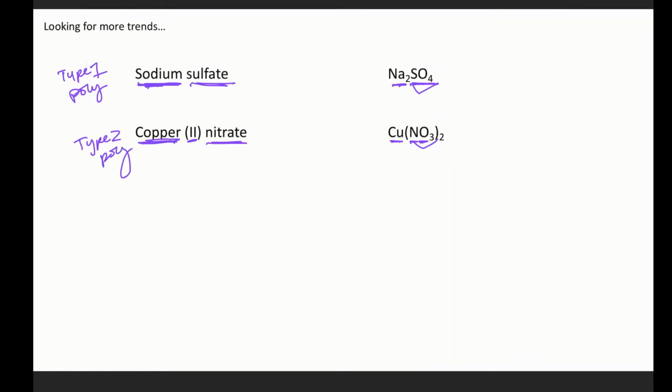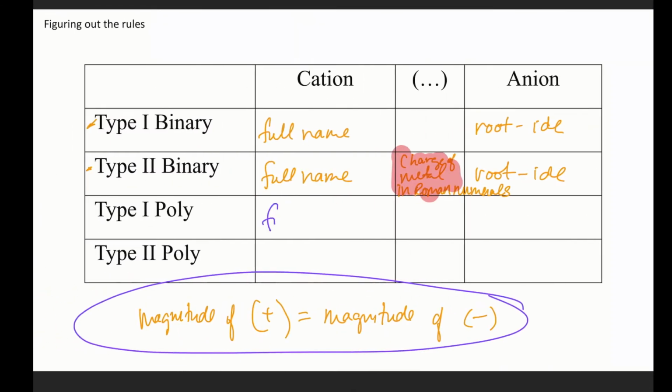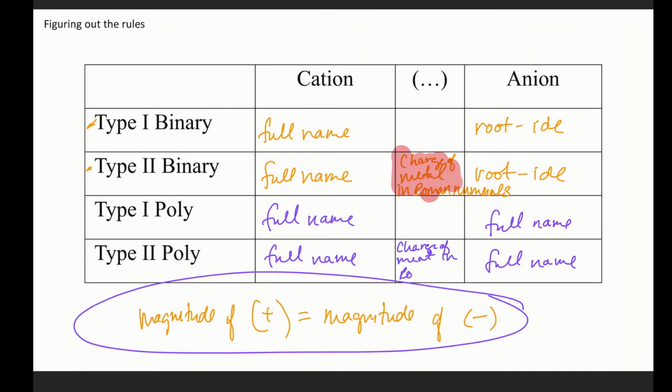If we look at the naming systems, we are still using the full name of the metal. And if we look at the polyatomic names, if you've memorized them, what do you notice? We're also using the full name of the polyatomic ion. So in terms of our naming system, that's what we would fill in. We are using full name here, full name. So these are even easier, kind of. We just have to memorize them. That's the only hard part. And we are still putting the charge here, charge of metal in Roman numerals.